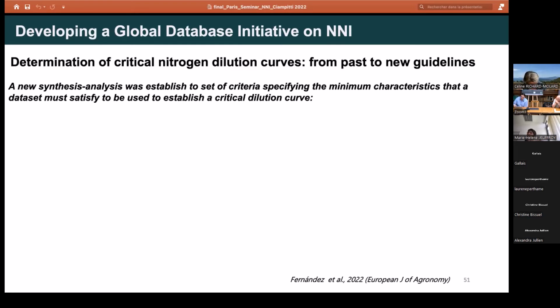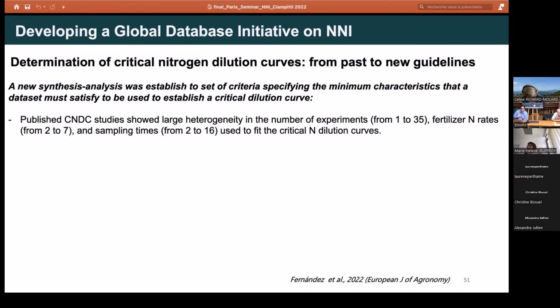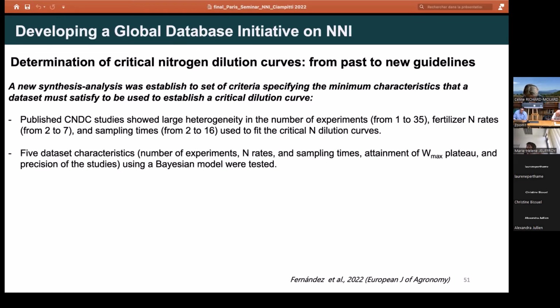We did a synthesis analysis. We looked at all the specific criteria for establishing the dilution curve, and then at studies that have different numbers of experiments, different numbers of fertilizer rates, different numbers of sampling times. I always asked myself this question in the past: I need to design a new study on critical dilution next year. How many fertilizer rates? How many timings should I be sampling? How many genotypes should I use? So we looked at 5 different points of the data sets: number of studies, number of fertilizer rates, number of sampling times, number of times that the data reach the plateau, and the precision of the studies.